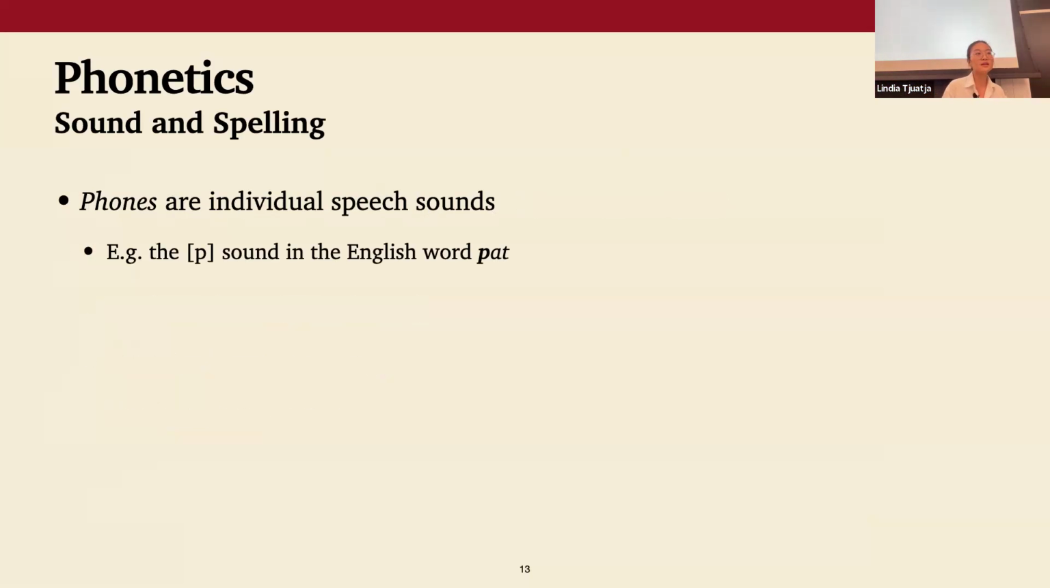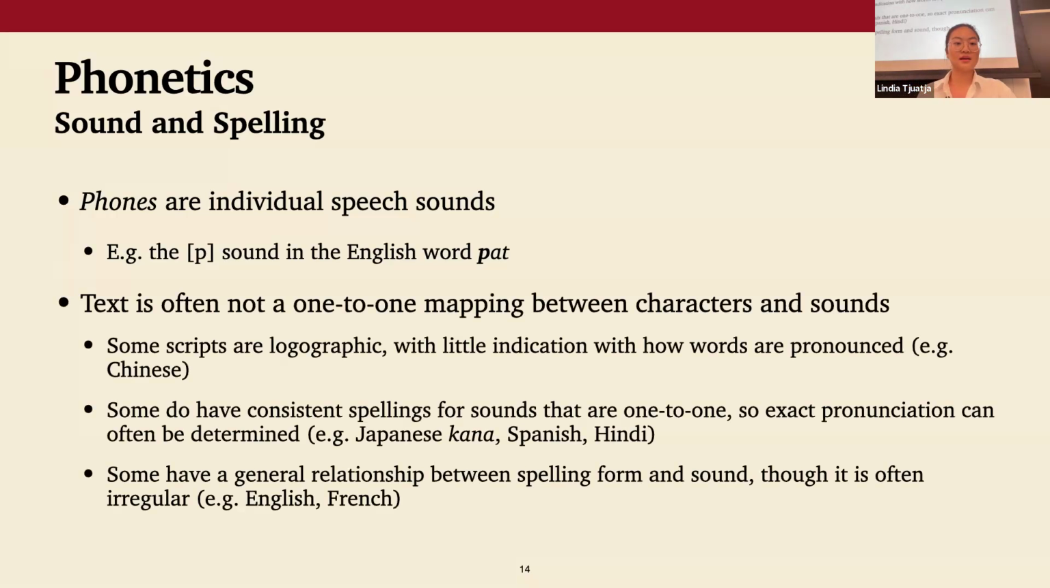One very important distinction we need to make when we study phonetics is that there is a discrete separation between how things actually sound and how they are spelled. In phonetics, the atomic unit that we study is called a phone, and these are individual speech sounds, like the P sound in the English word hat. As we work with text a lot, we need to keep in mind that text is not a one-to-one mapping between characters and these sounds.